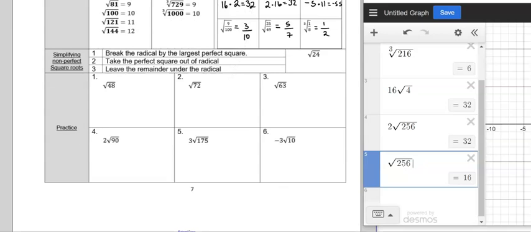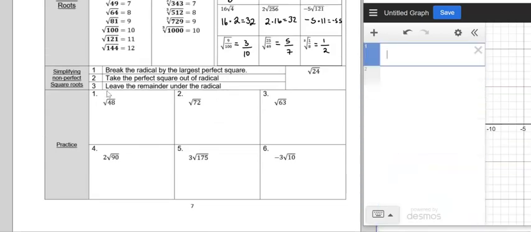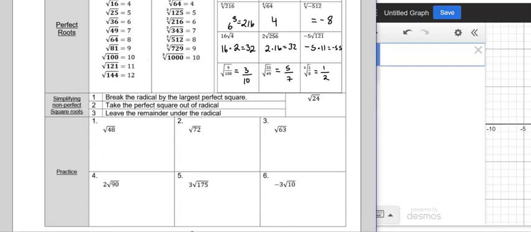So what about when I have radicals and they're not perfect squares? For example, if I look for 48 in my table, I have 49, but I don't have 48. So what do we do? Well, we're going to simplify it, meaning that we're going to take as many perfect square roots out of here as we can. So what that means is I'm going to look for multiples that are perfect squares.